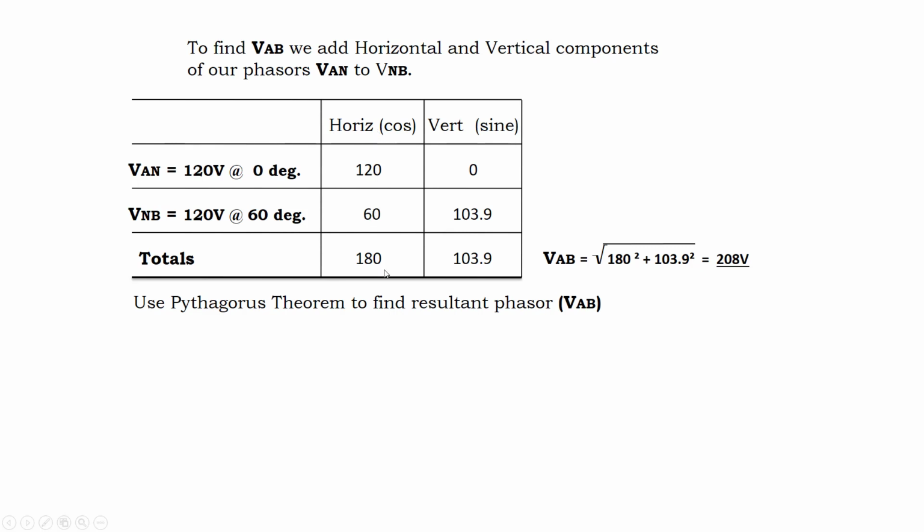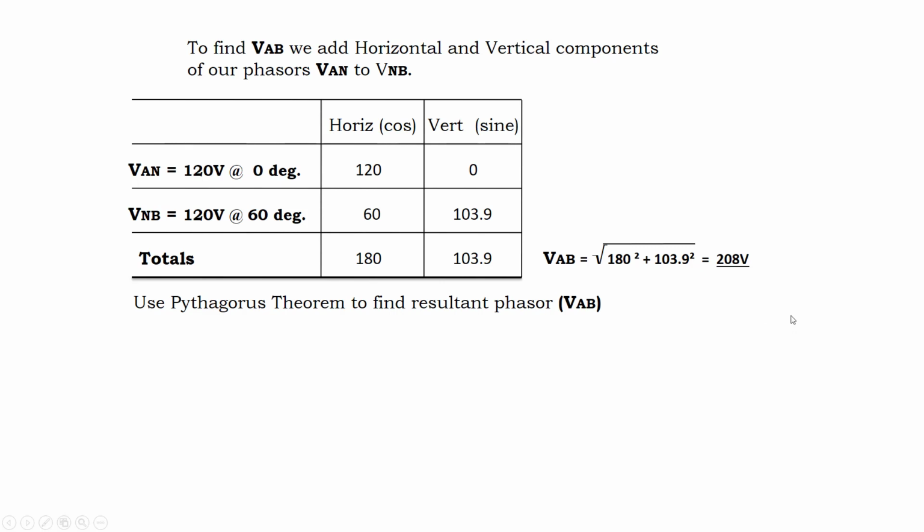We can then add our horizontal components. 120 plus 60 is 180. We can then add our vertical components. 0 plus 103.9 is 103.9. And then use the Pythagorean theorem to come up with our resultant, or our hypotenuse. We could then plot these out, horizontals and verticals, and get our angle.